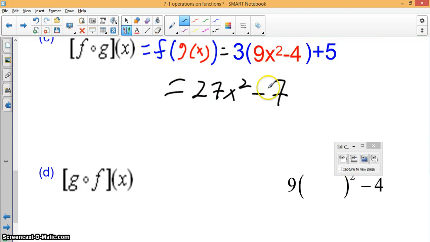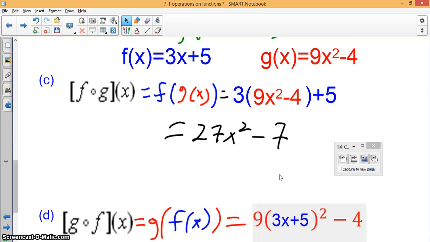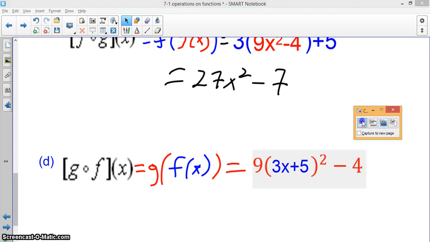Alright? So let's do the same thing but in reverse with f composed with g of x. Or, excuse me, that's what we just did. We want to do g composed with f of x. So let me pause it and get it all set up. So we take the formula for f of x, 3x plus 5, and replace x in the other thing. So it was 9x squared minus 4, but now it's 9 times the blue function f squared minus 4, and then we just do the algebra.